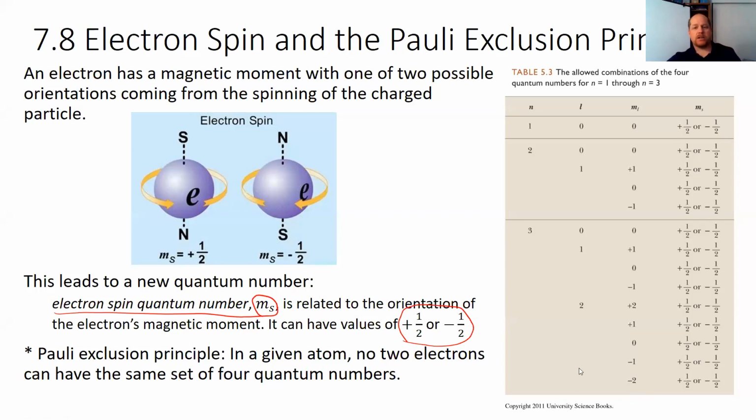And that plays with what's called the Pauli exclusion principle, which basically says that no two electrons can have the same set of four quantum numbers, okay? So the set of four quantum numbers.